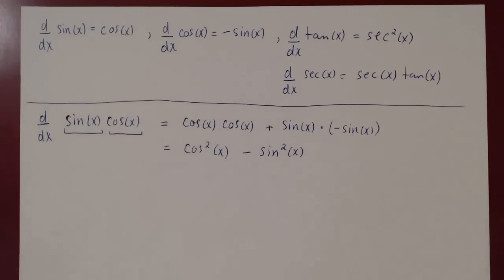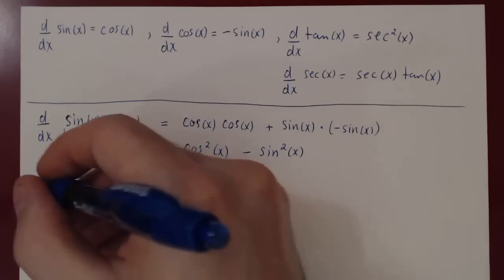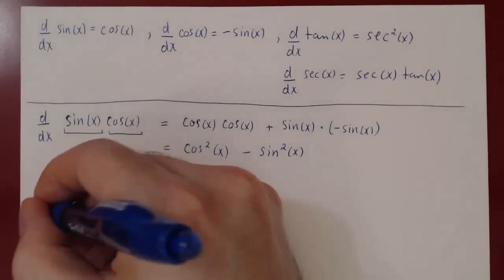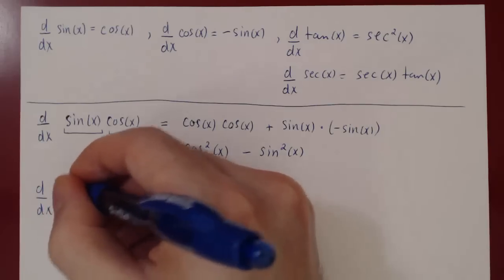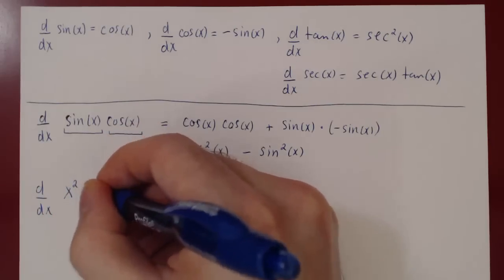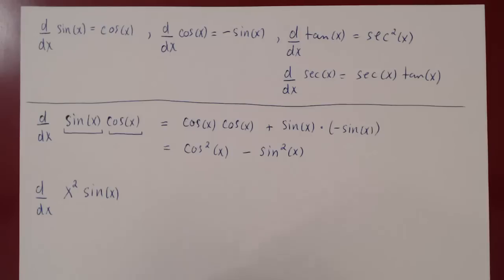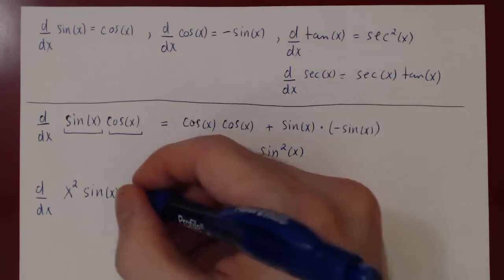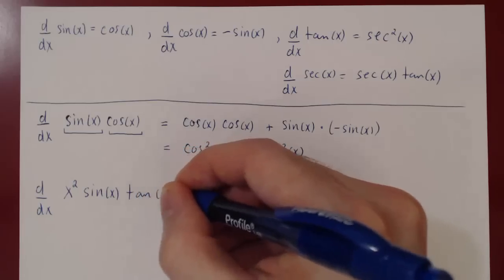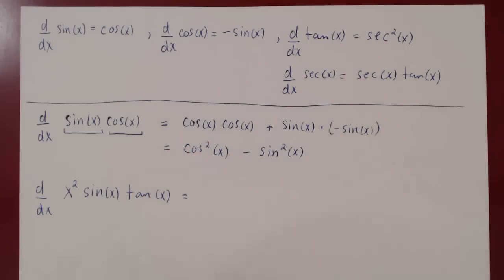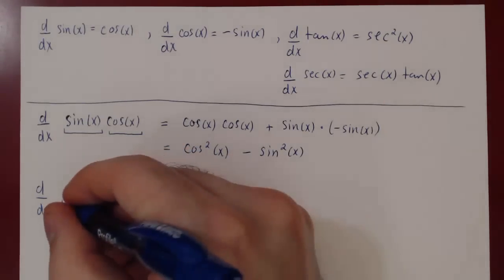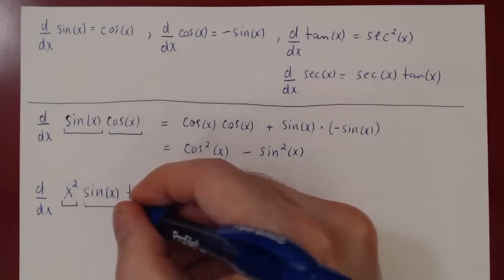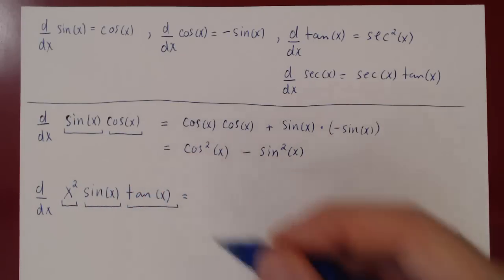What if we have, say, two products? What if we looked for the derivative, say, of x squared times sine of x times, just for fun, tan of x. Now we have two products. It is x squared times sine of x times tangent of x.